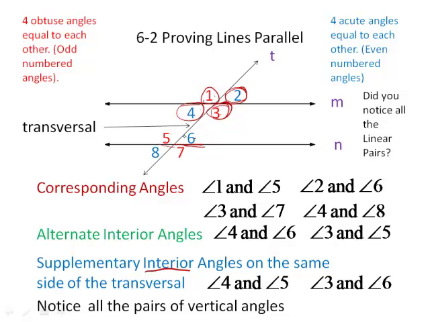5 and 6 are a linear pair. 6 and 7 are a linear pair. 7 and 8 are a linear pair. 8 and 5 are a linear pair. Lots of linear pairs. In fact, here's the interesting thing about this, the relationship between all these.